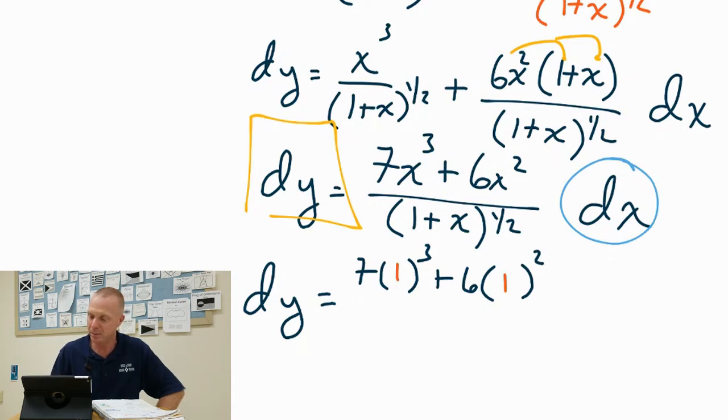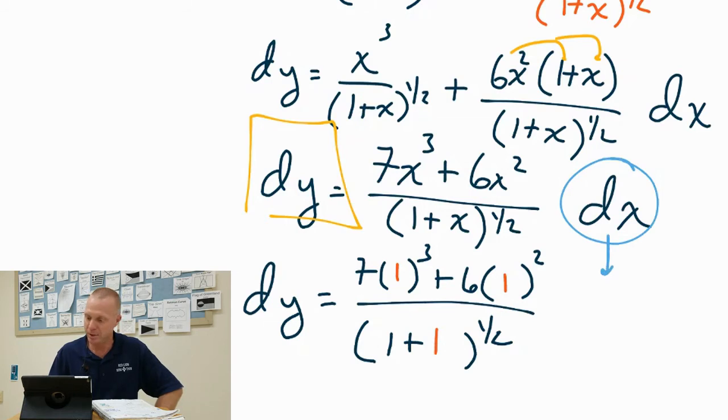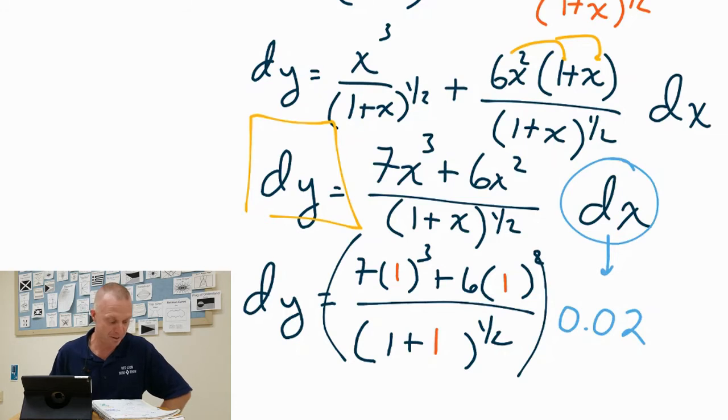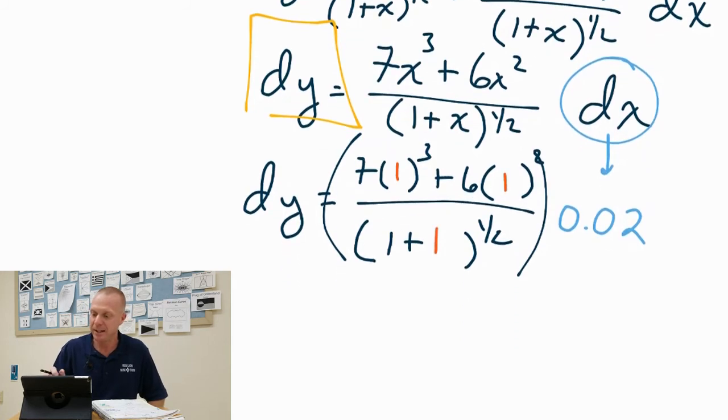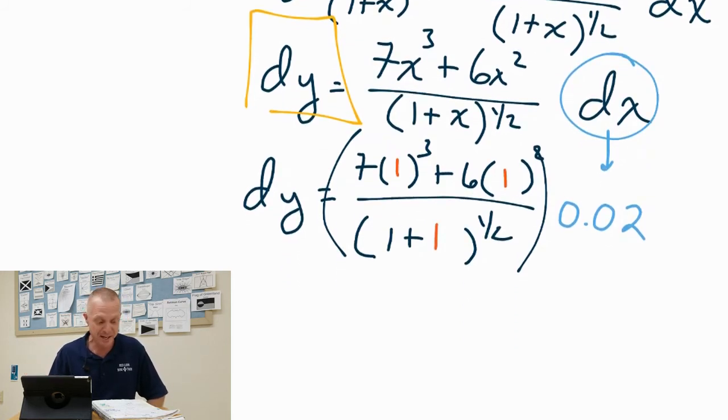I'll continue to plug in 1, again, into my formula. Now, I will also plug in 0.02. I'll plug that in for dx, and that's something that's going to get multiplied by the value that I get for the derivative. Okay, that's something that I hope that you would think about. It's basically 7 plus 6. That comes out to be 13.